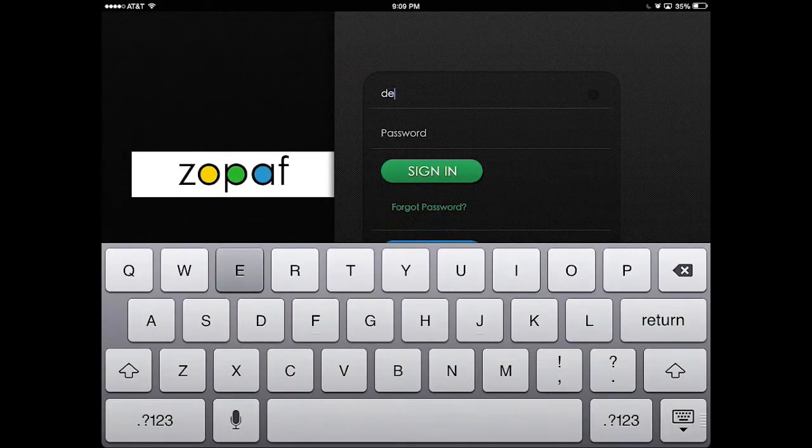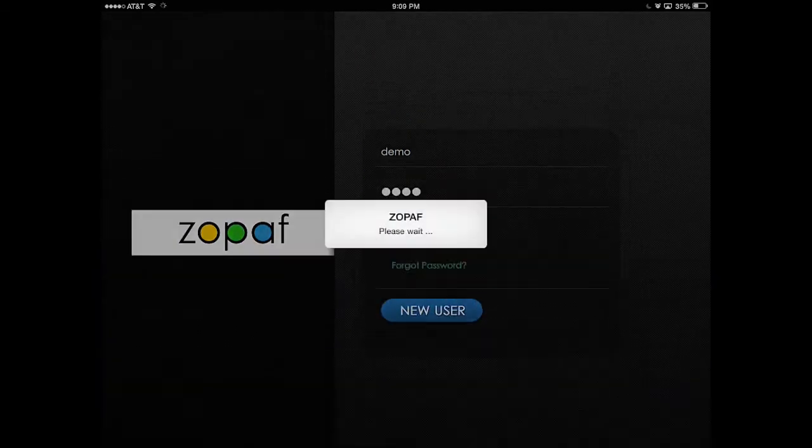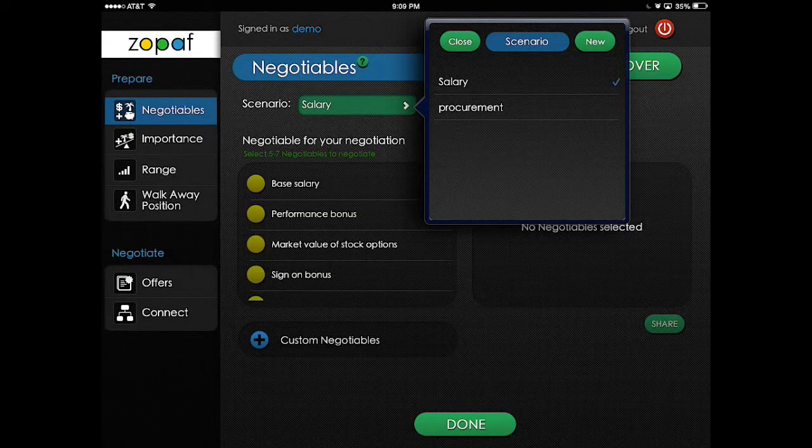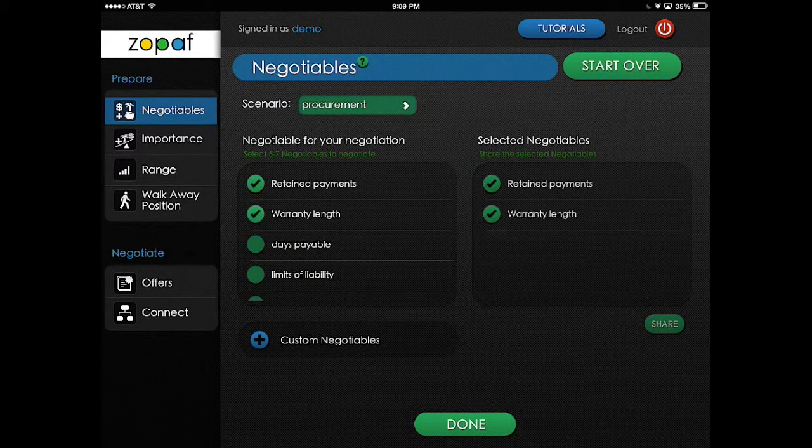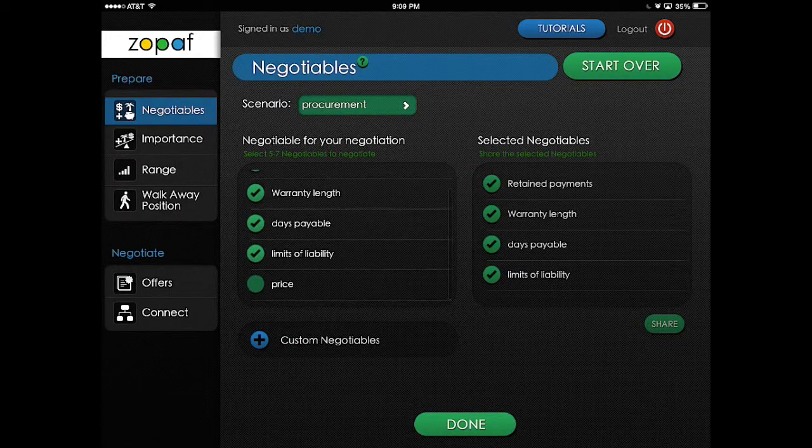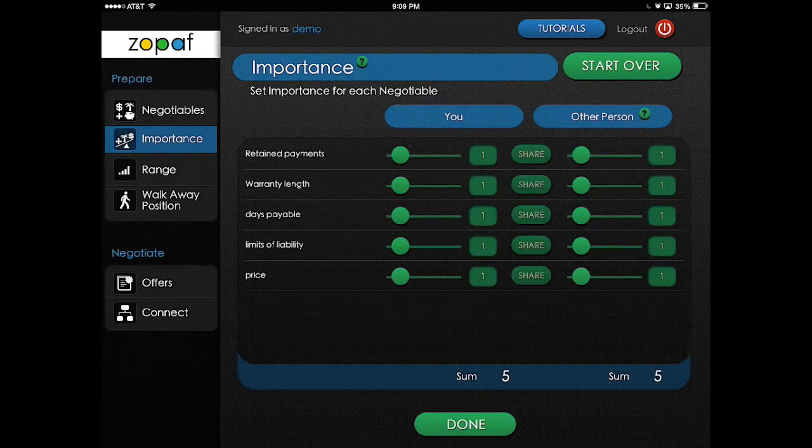In order to demonstrate how money is inevitably left on the table during every negotiation, let's build a model of a typical negotiation in 4 easy steps. The first step is to select the terms to be negotiated. The second step is to place an importance on each negotiable from your perspective and that of your counterpart.